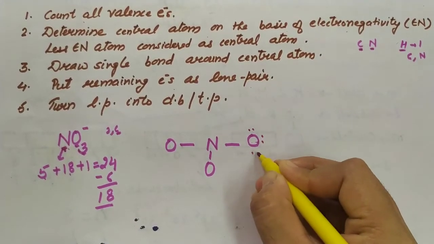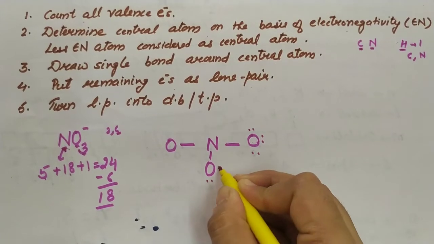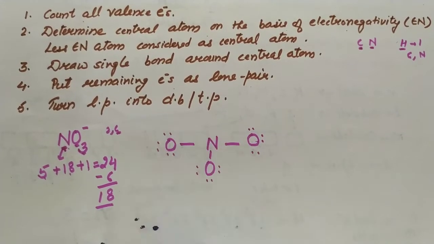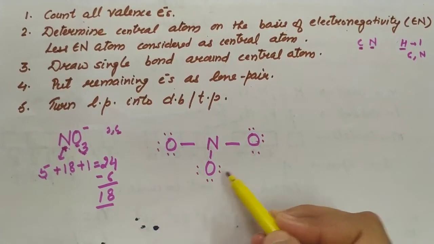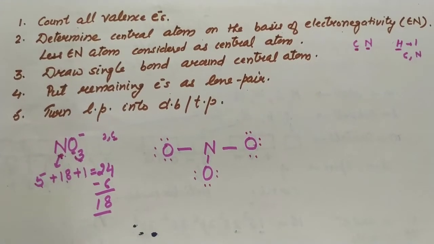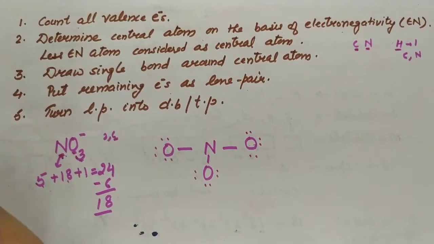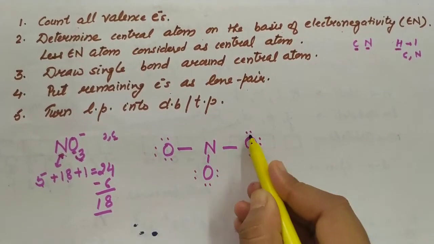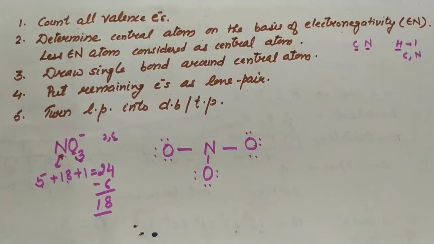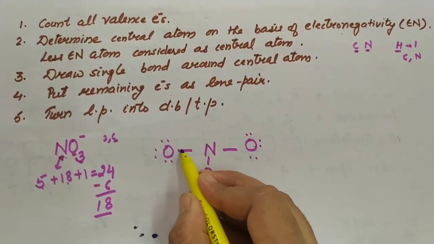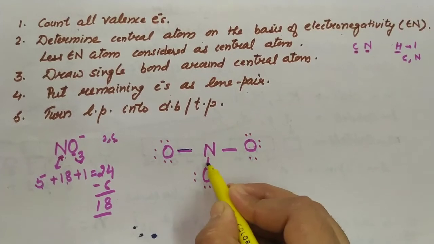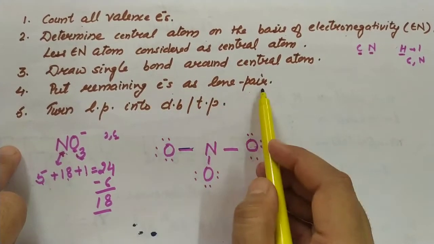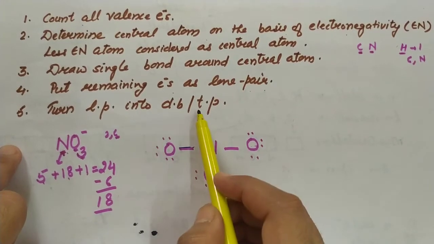1, 2, 3, 4, 5, 6 on each oxygen. Total 18 electrons, 6, 6, 6. Now the octet of oxygen is complete: 2, 4, 6, 8. But nitrogen gets only 2, 4 and 6 electrons. After that, turn a lone pair into a double or triple bond.